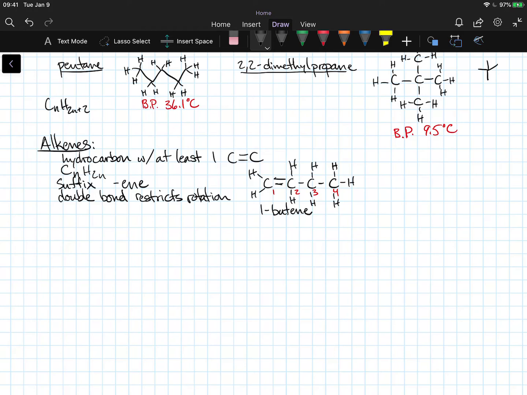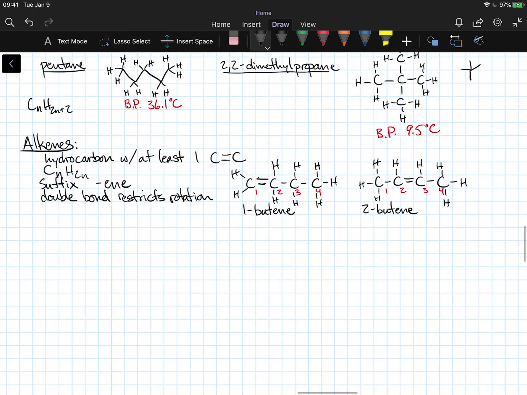We could also draw 2-butene. Again, that's going to be 4 carbons, but now the 2 tells me that the double bond starts at the second carbon. So again, this would be 1, 2, 3, 4. This one only needs 1 hydrogen, this one only gets 1 hydrogen. The total number of hydrogens is the same. You can count them up. It should be 2n, so if we have butene, that's 4, this should have 8 hydrogens. And sure enough, they do.